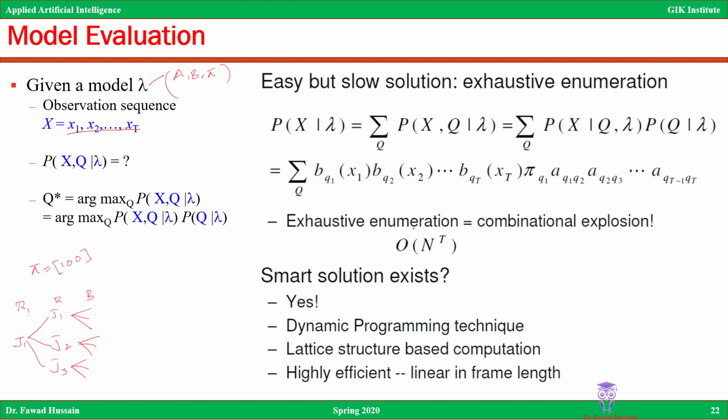Now this is exhaustive enumeration because you are going to build an entire tree, and this is the time complexity of that. It's not a very feasible solution because it's going to be very expensive. However, we can select a smart solution because each selection is based just on the previous selection. So if we use dynamic programming technique and we use a lattice structure based computation, this can be made very, very efficient, which we will see in the next couple of slides.